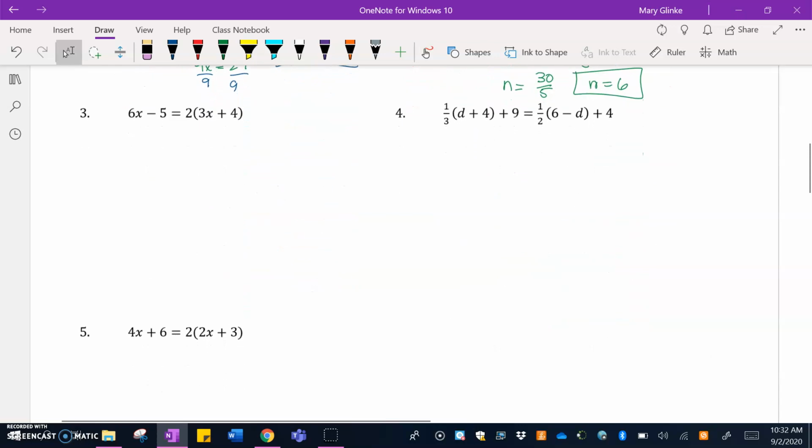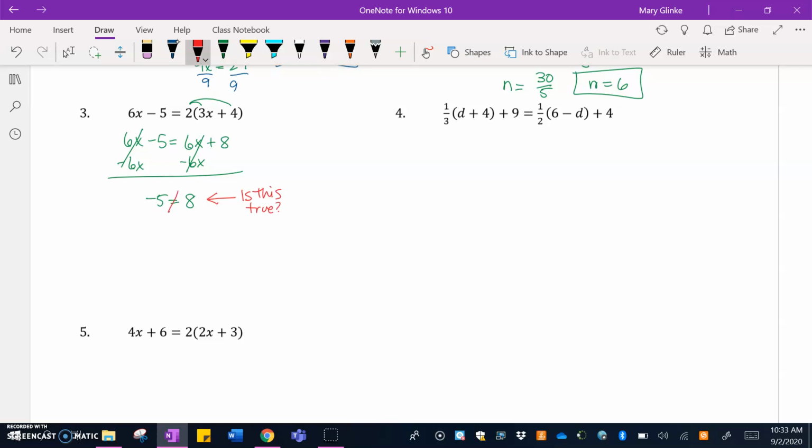Okay, number 3, something interesting happens with this one. We're going to go ahead and distribute. So we get 6x minus 5 equals 6x plus 8. We're going to go ahead and subtract 6x from both sides. We get negative 5 equals 8. All of our variables have canceled out. Now when that happens, you want to ask yourself this question: is this statement true?